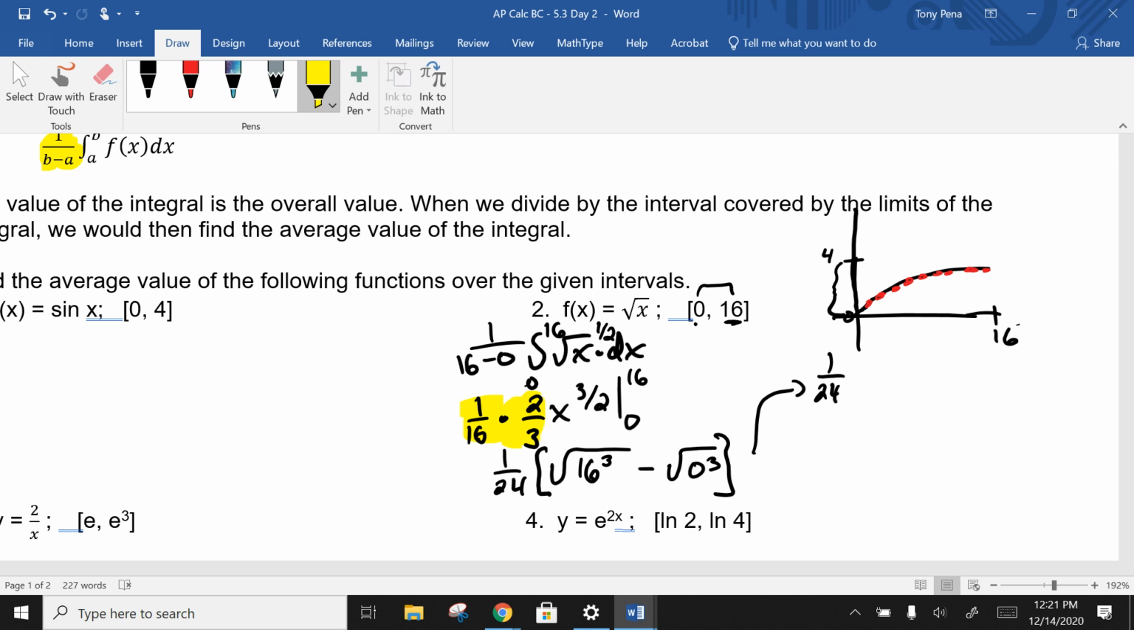And then keeping in mind, we better get an answer between 0 and 4. The average value better fit between 0 and 4, because that's the biggest y value and the smallest y value of this curve.